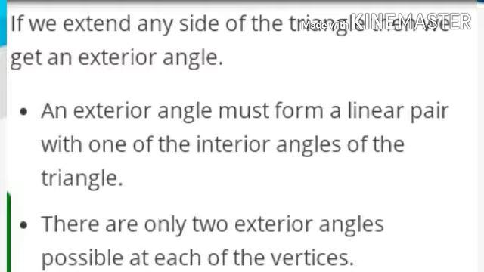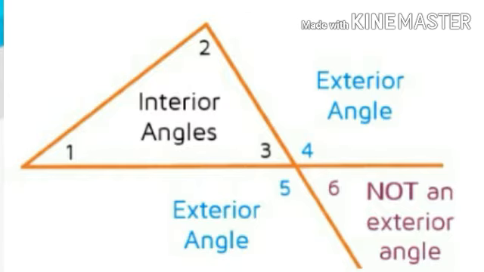If we extend any side of a triangle, then we get an exterior angle. An exterior angle must form a linear pair with one of the interior angles of the triangle. There are only two exterior angles possible at each of the vertices. See the figure. Angle 4 is an exterior angle, angle 5 is an exterior angle, but angle 6 is not an exterior angle of the given triangle.